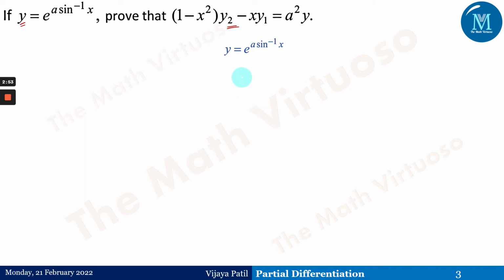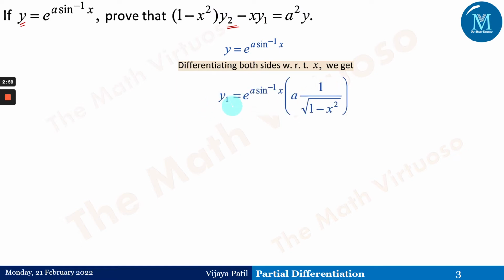Now y is equal to e to the power a sine inverse of x. Differentiating both the sides with respect to x, we get e to the power a sine inverse of x into the differentiation of a sine inverse of x, which is a into 1 upon square root of 1 minus x squared. Since e to the power a sine inverse of x is the same as the function y given to us, y1 is nothing but ay upon square root of 1 minus x squared.